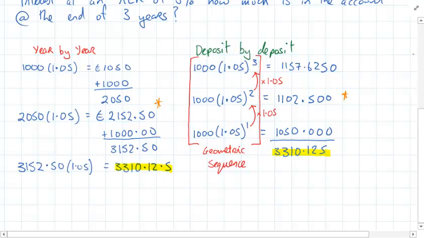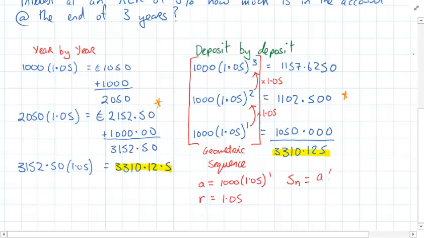Okay, and the way that I'm looking at it, we can see that that sequence has a start value of 1000 times 1.05 to the power of 1. And it has a common ratio, so the ratio between successive terms, of 1.05. So if I want to work out the total value of the savings account, all I need to do is add up the 3 terms in this geometric sequence. How do I do that? Well, I can use my formula.